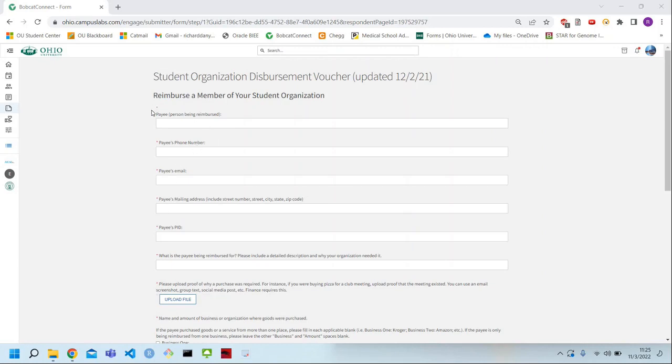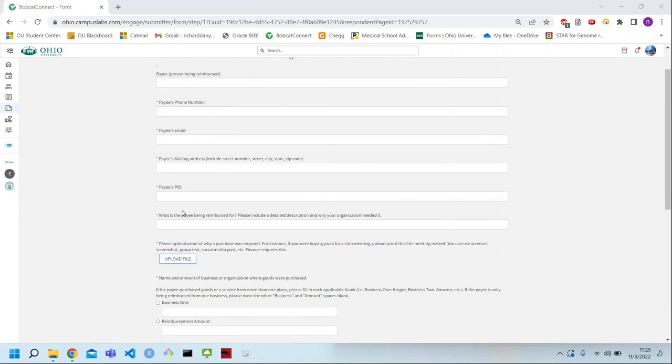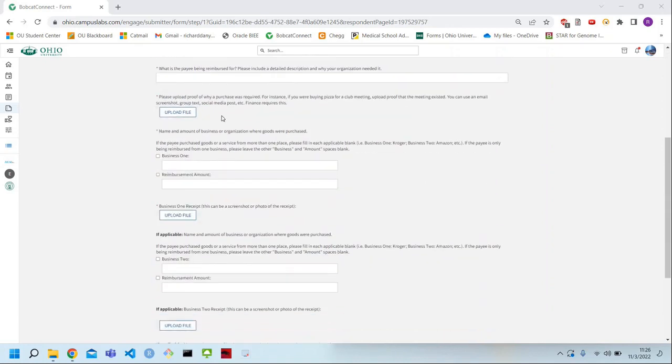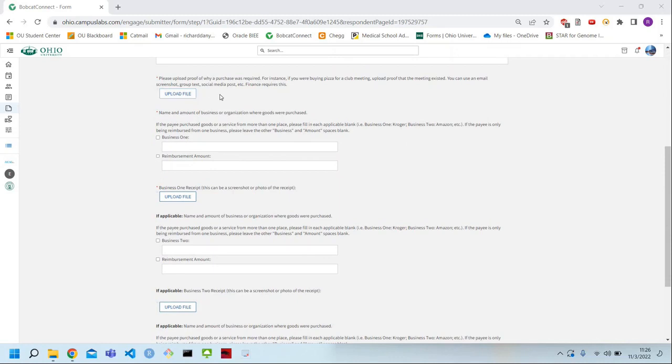You're going to have to put in the information for the payee, why they're being paid, who they are, their PID, and all that. And then we're also going to need you to include some kind of proof of why the purchase was required, or some kind of proof that the actual meeting or event happened. So if you're buying pizza for a club meeting, then you need to make sure that you include a picture of people eating pizza at the meeting, or a screenshot of the group chat where you talked about the meeting, or a screenshot of the social media post that invites people to come to the meeting, something like that.